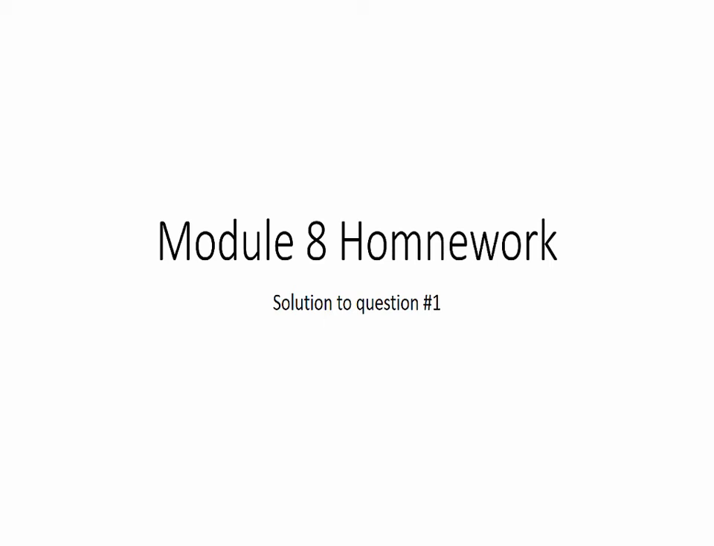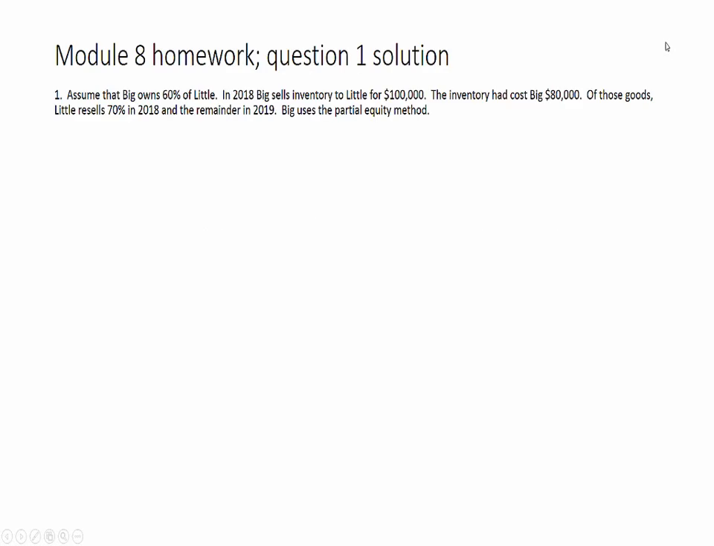Let's go ahead and go through the solution to the first of the Module 8 homework questions. Again, we have a downstream sale of inventory. Assume that Big Company owns 60% of Little. In 2018, Big sells inventory to Little for $100,000. The inventory had cost Big $80,000.